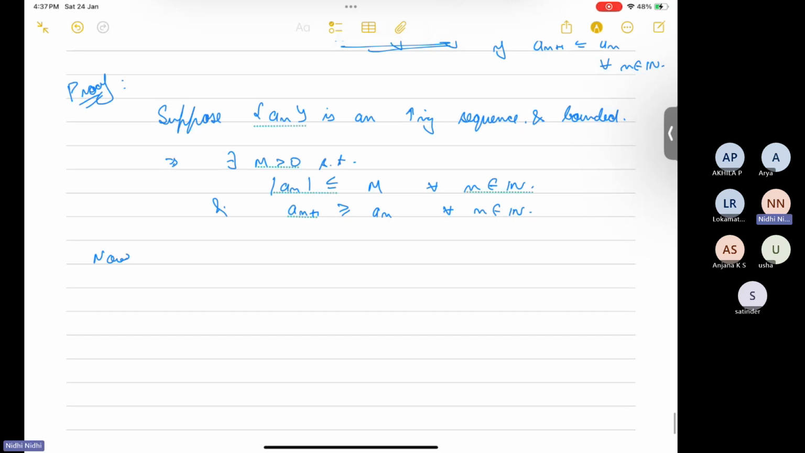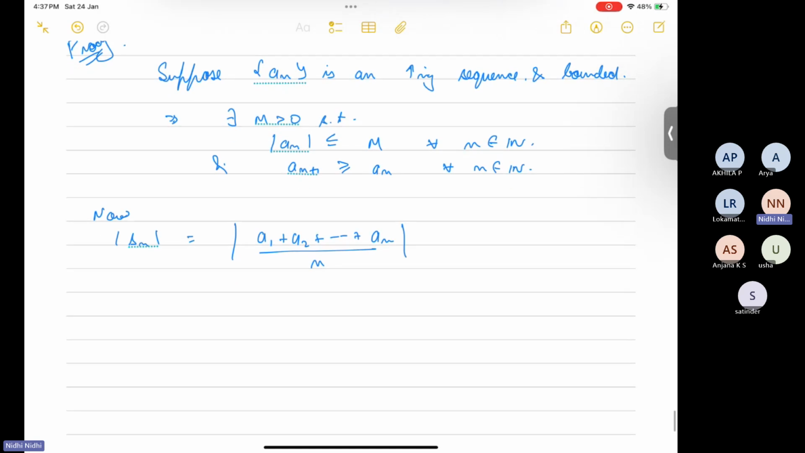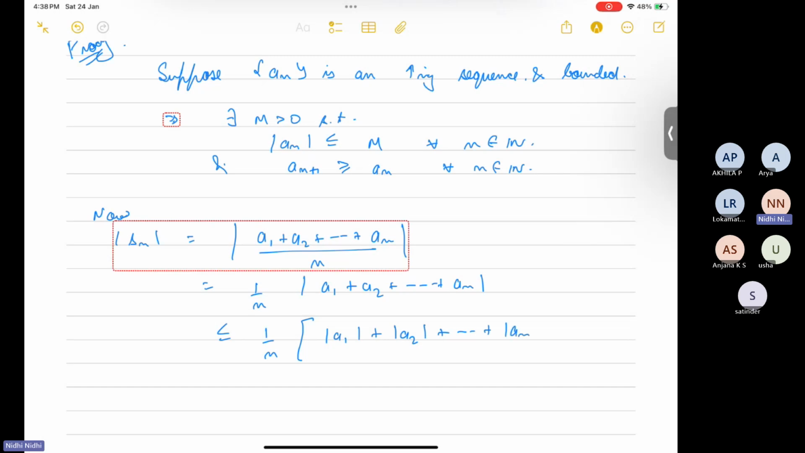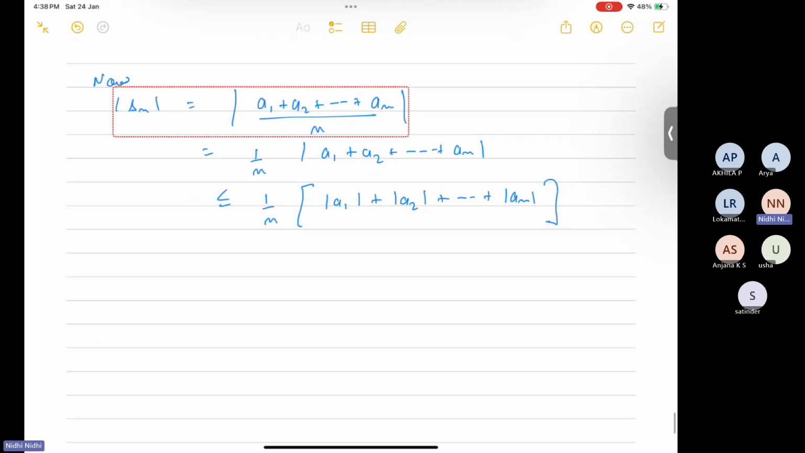Now, for bounded, we need to show that mod Sn is less than or equal to some fixed constant. So mod Sn, by definition, is mod of a1 plus a2 up to an, upon n. Since n is a positive number, I can take it outside the modulus, and this is less than or equal to 1 by n times mod a1 plus mod a2 up to mod an. This is by the triangle inequality for modulus.